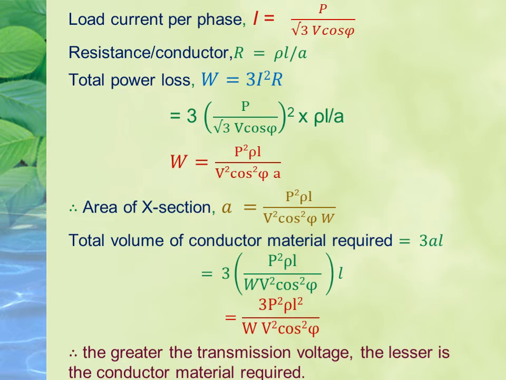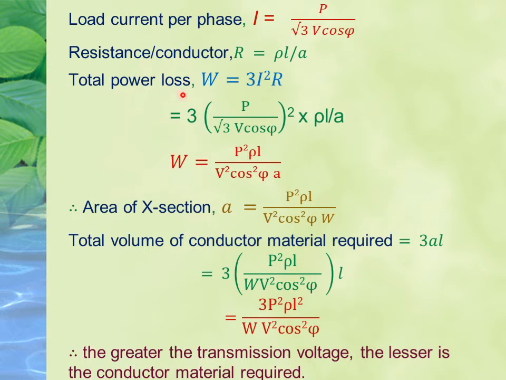For a three-phase system, the power will be given as P is equal to root 3 VL IL cos phi. From that, the current per phase can be written as I is equal to P by root 3 V into cos phi. The resistance in terms of resistivity is given as R equal to rho L by A, where rho is the resistivity, L is the length of the conductor and A is the area of cross section.